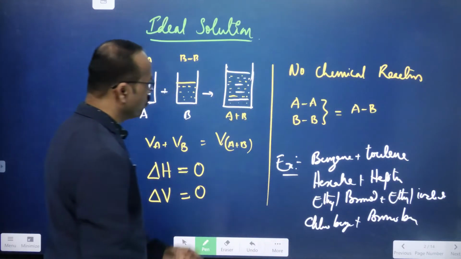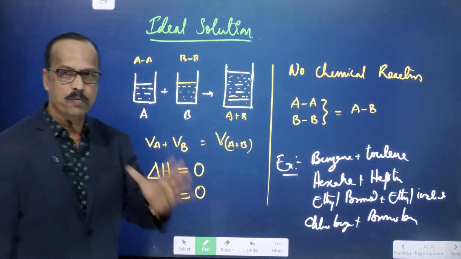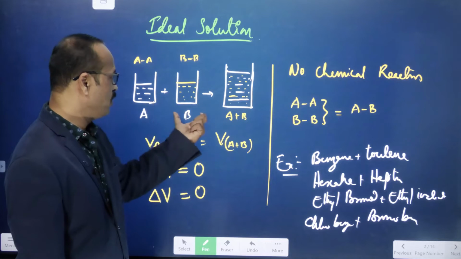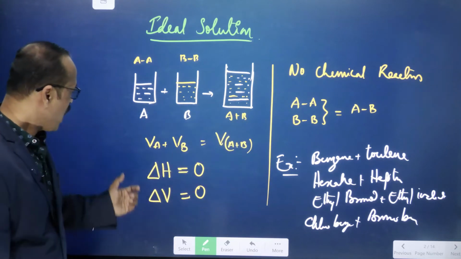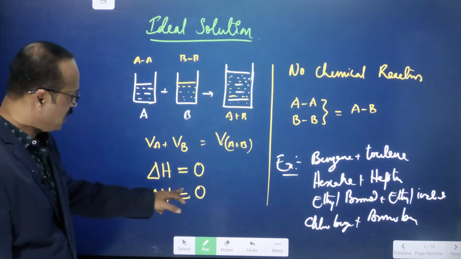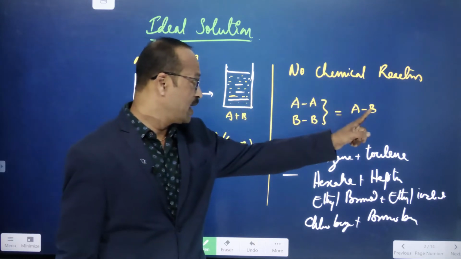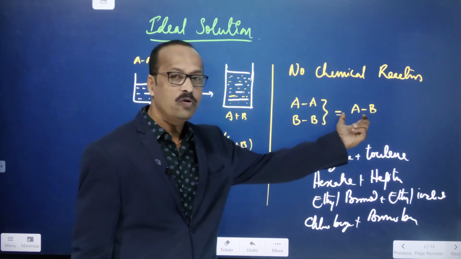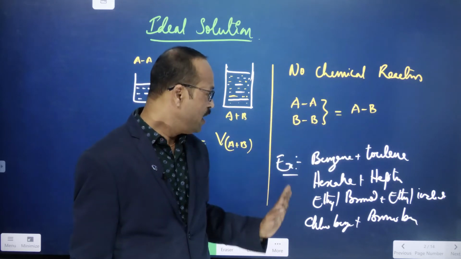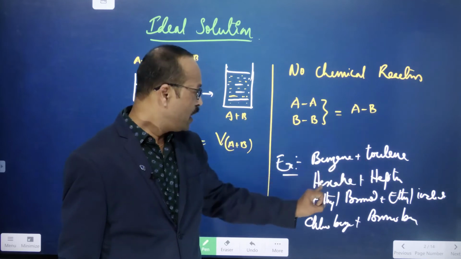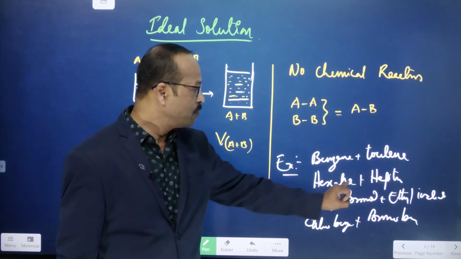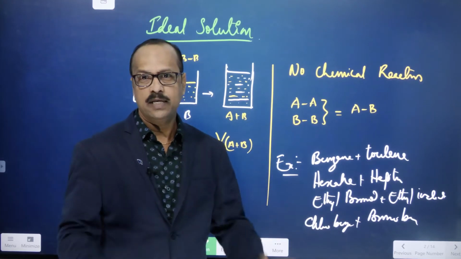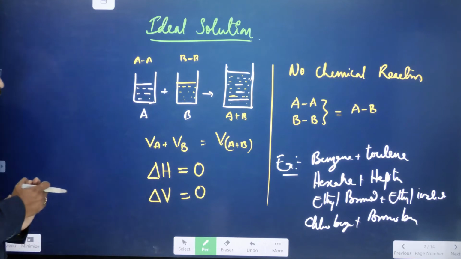So ideal solutions should have some qualities, some conditions, some properties. The volume of A plus volume of B is equal to the volume of A plus B, and the change in temperature is 0, which means delta V is also 0. There is no chemical reaction, and the interaction forces between A and A molecules or B and B molecules are equal to the interaction between A and B. Examples: benzene and toluene, hexane and heptane, ethyl bromide and ethyl iodide, and chlorobenzene and bromobenzene. These are ideal solutions.